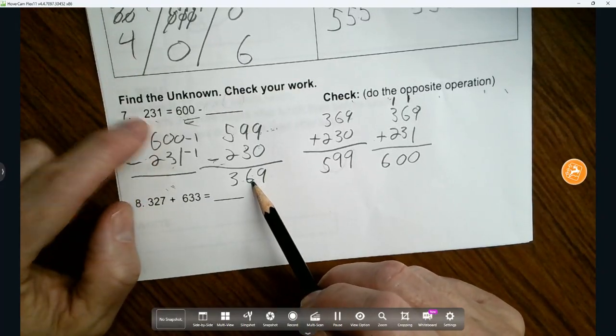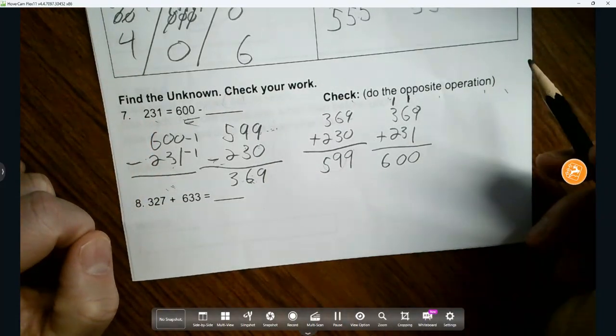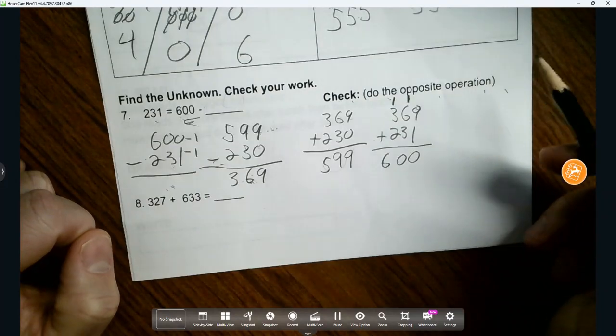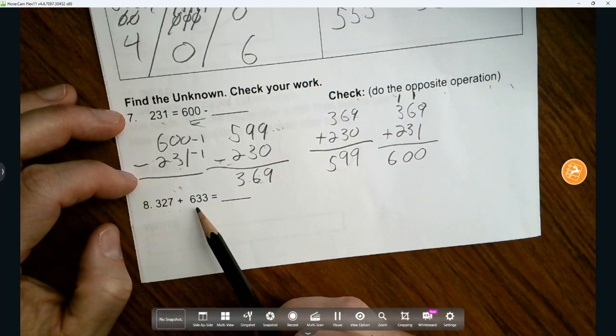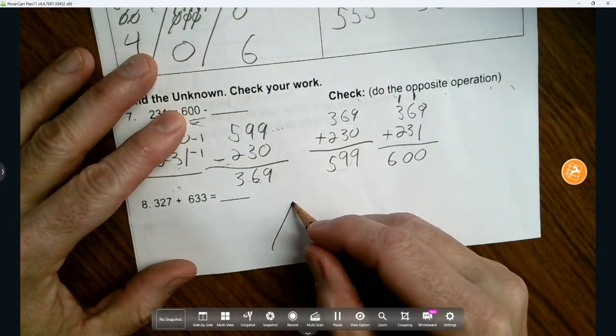You have to add this plus the number they already give you. That's why I kept going to show you that one. I didn't want that one to mess you up. All right, next one. 327 plus 633. Yeah, let's just do it.